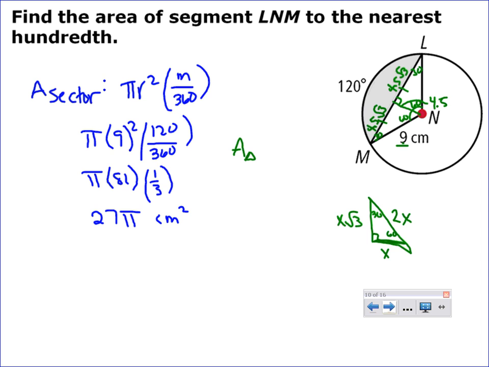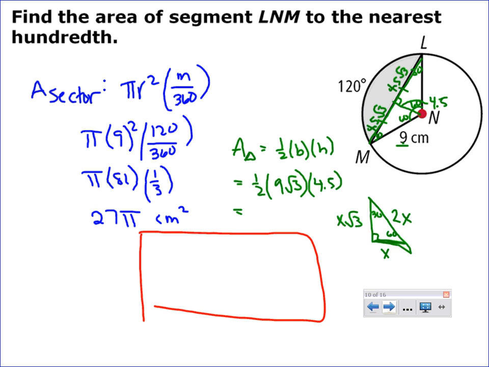To find the area of that triangle, I have to take 1/2 base times height. The base of that is all the way across here, so that's 9 times the square root of 3. The height is 4.5. So in order to find the area of the segment, I'm going to take that 27 pi and subtract 1/2 times 9 root 3 times 4.5.